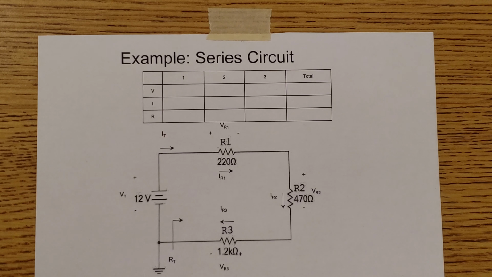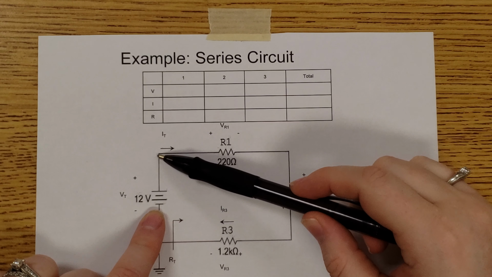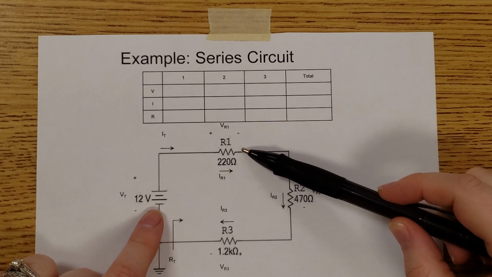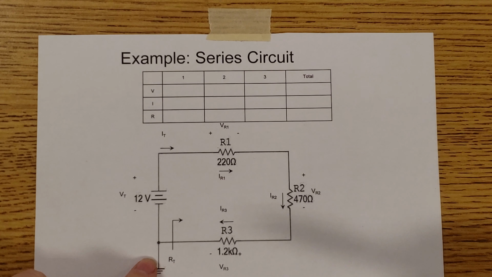Here we have an example of a series circuit, and we know that this circuit is in series because if we start at the battery, the electrons, as they flow through the wire, they are forced to go through all of these resistors. They do not have any other path to choose from. So that's what makes this a series circuit.